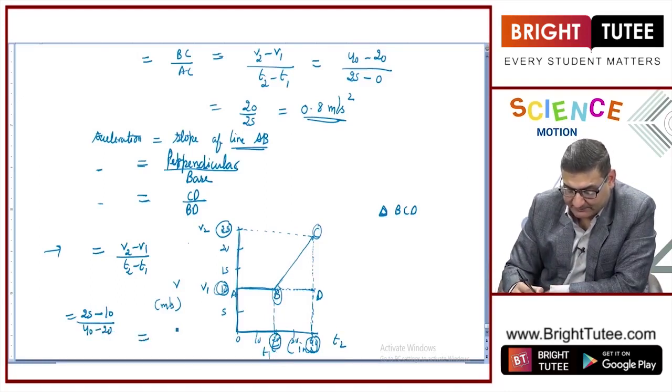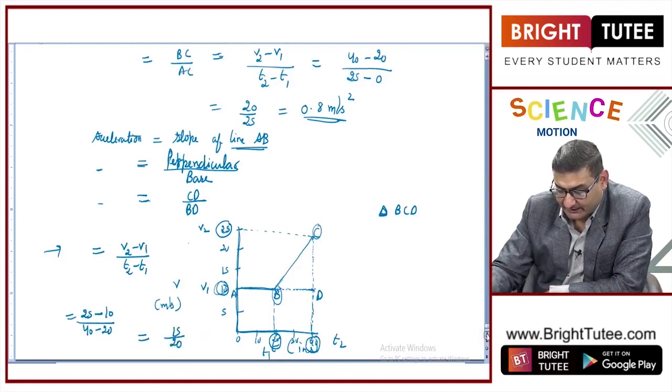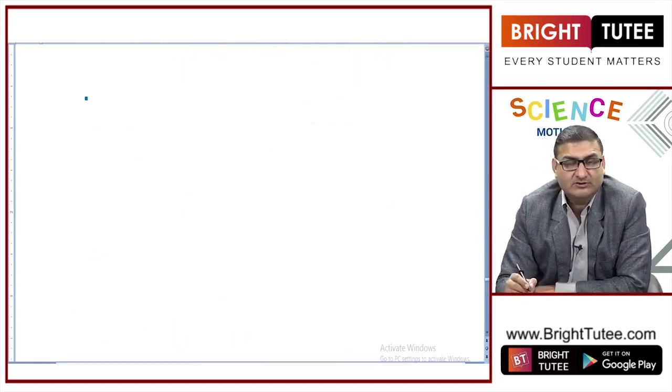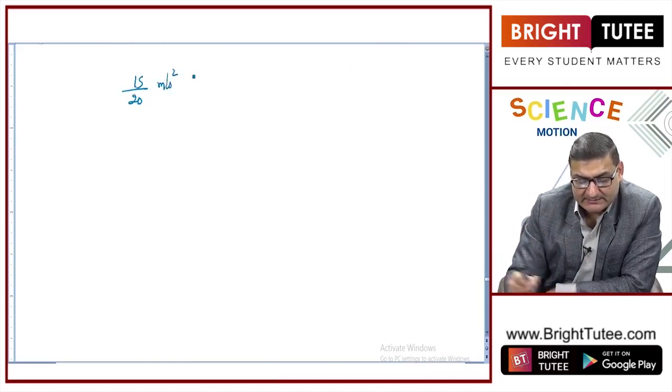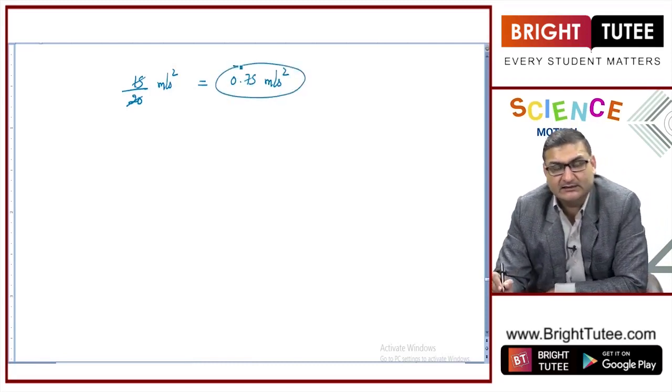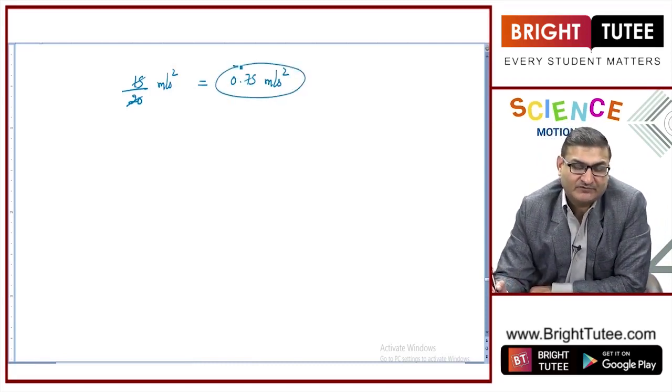Now, this can be represented as 15 by 20, right. So, this comes out to be, the value is 15 by 20 meter per second square, or I can relate it to be 0.75 meter per second square. This is the acceleration. So, now you have seen how to calculate acceleration graphically.